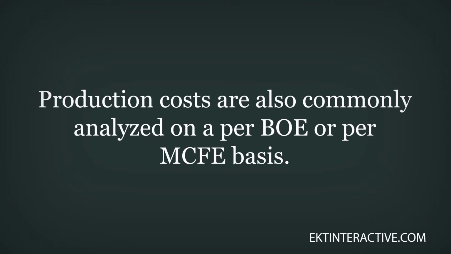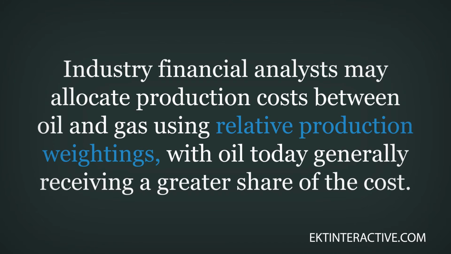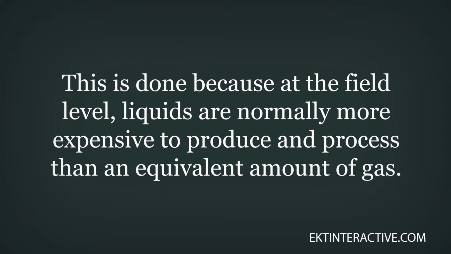Production costs are also commonly analyzed on a per BOE or per MCFE basis. Here, production costs for the period are divided by combined oil and gas production volumes. Industry financial analysts may allocate production costs between oil and gas using relative production weightings, with oil today generally receiving a greater share of the cost. This is done because at the field level, liquids are normally more expensive to produce and process than an equivalent amount of gas.